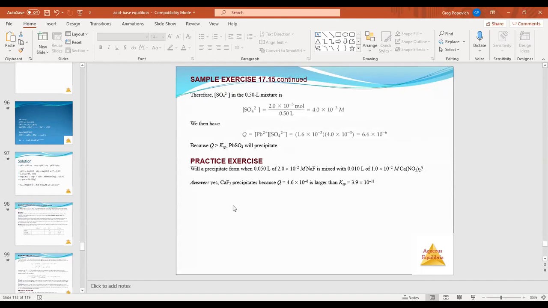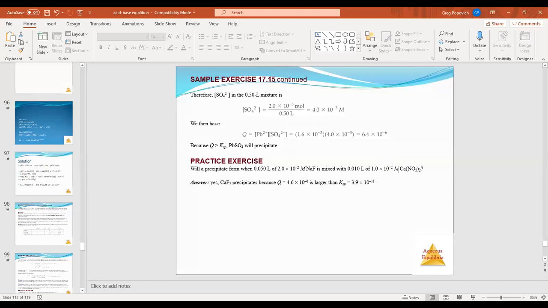Okay. I have a solution of sodium fluoride. Sodium fluoride completely dissolves in water. I mix it with a solution of calcium nitrate. Calcium nitrate completely dissolves in water. I mix the two together. I want to know if I get a solid.